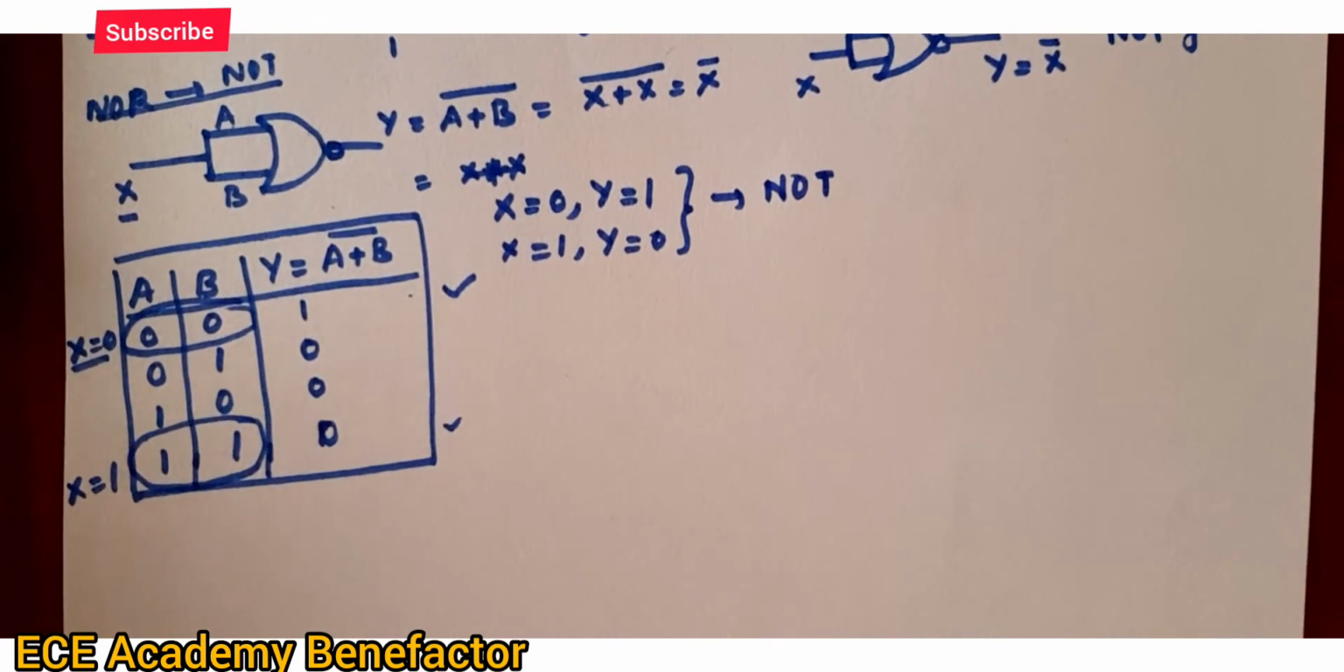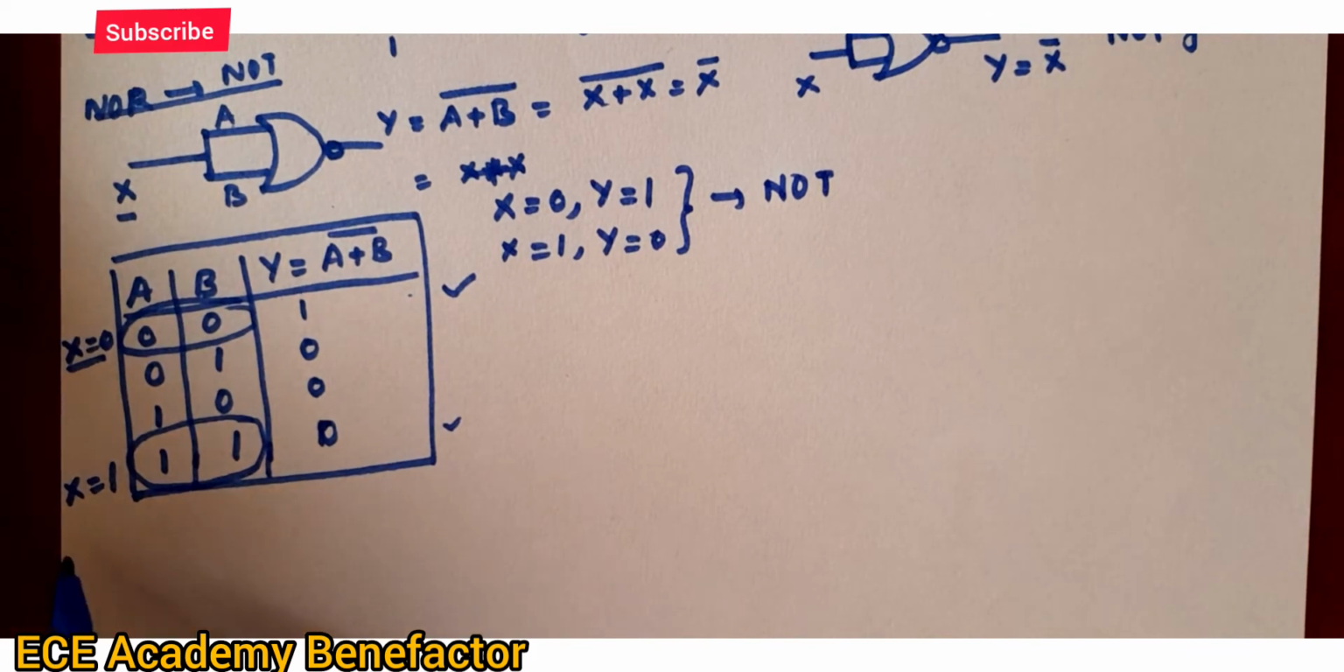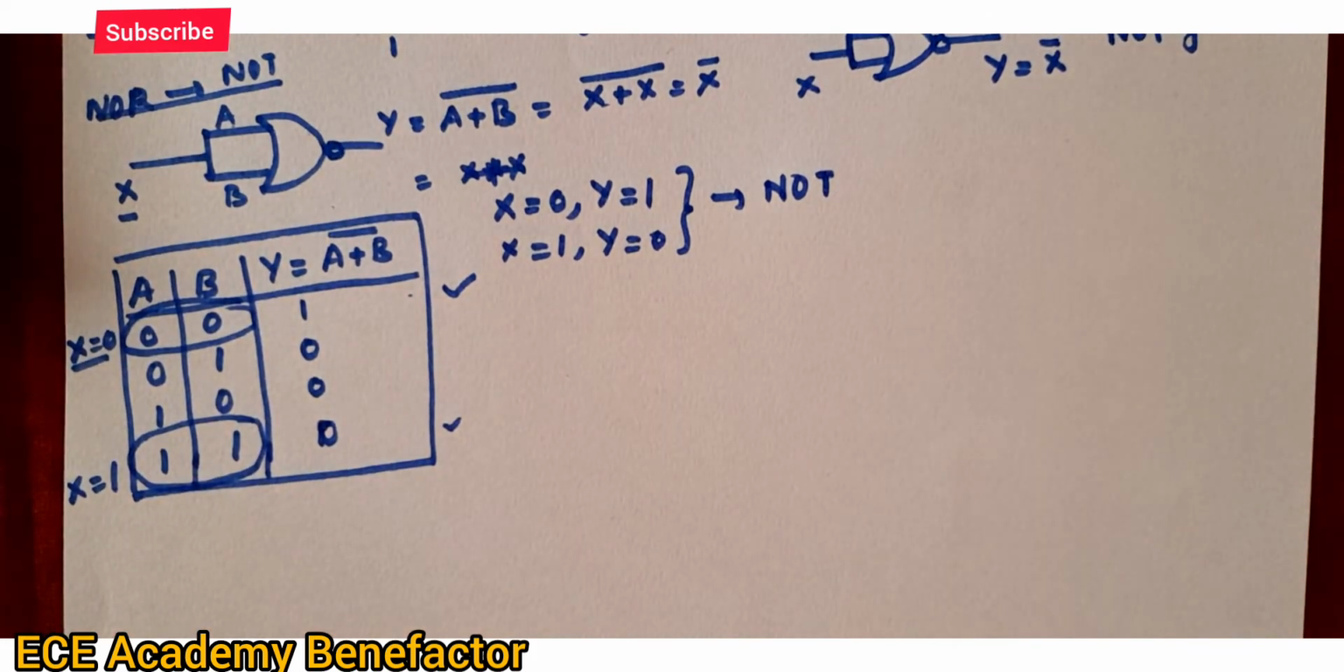Let us see the next gate, that is OR gate. The second gate is OR gate.